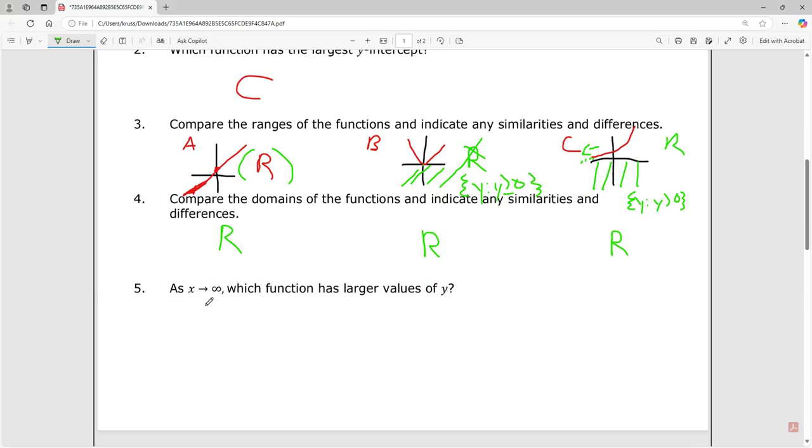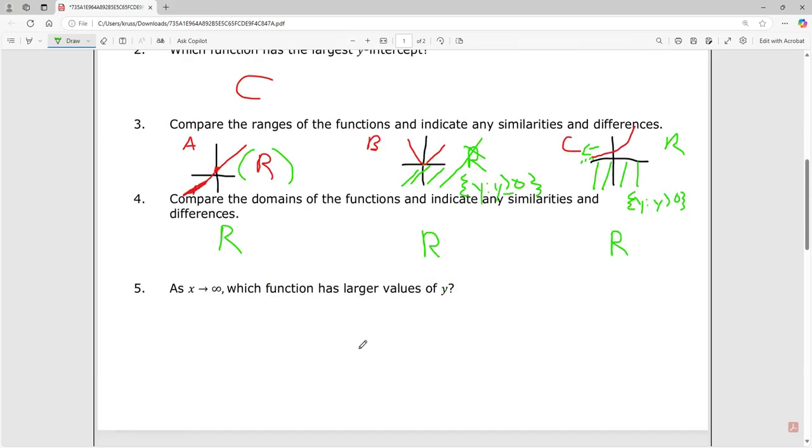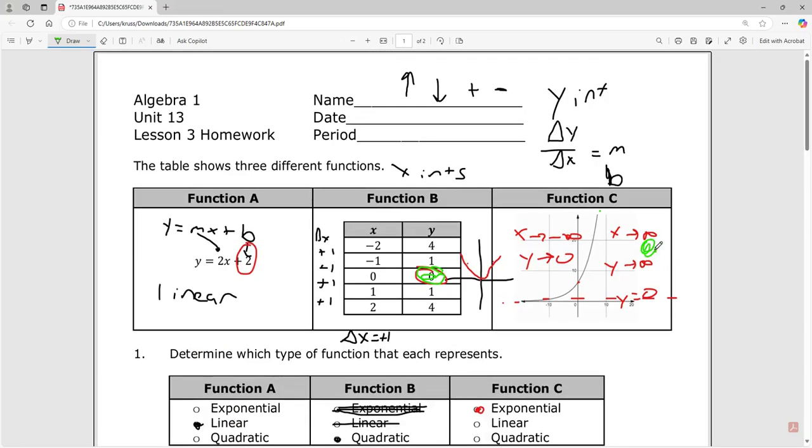Okay, so as x approaches infinity, which function has larger values of y? Well, that's easy. That's going to be the exponential function, right? Exponential functions get bigger fast, right? So as x approaches infinity, which is over here, right? As x approaches infinity, y is going to approach infinity much faster than this one will, right? Because you can see at 2, which is like right here, right? This is only at like 4 when I'm already above 4 right there, right?